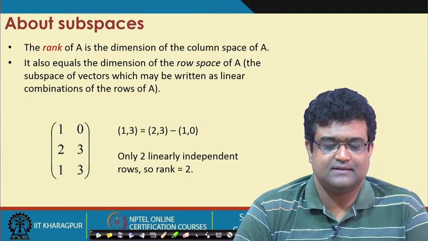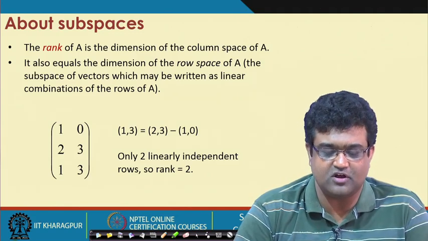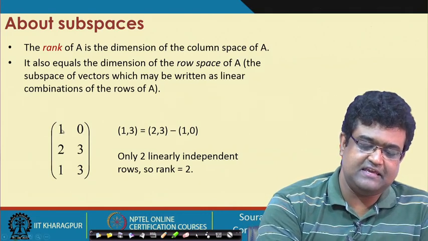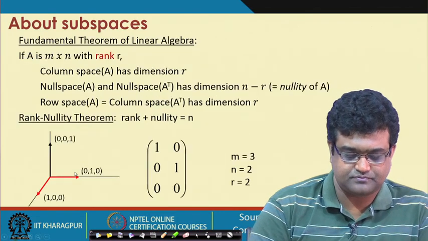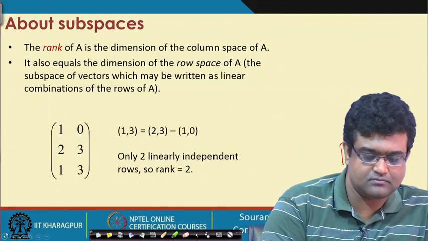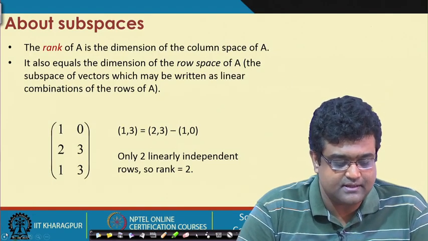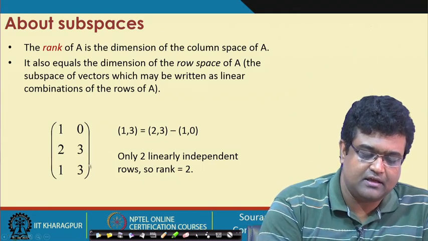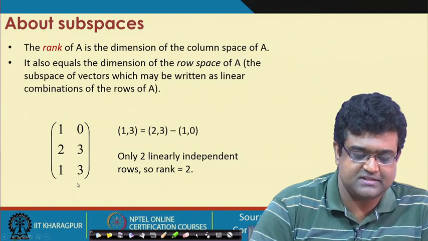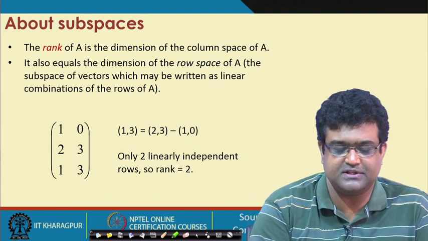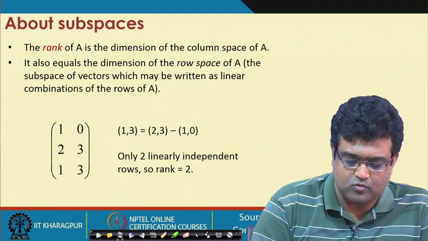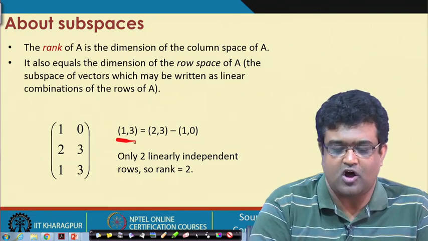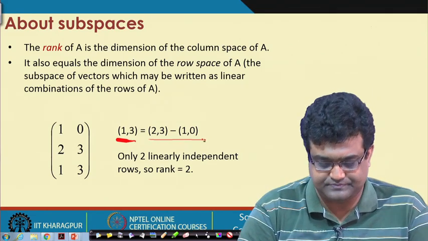You may note that this is also equal to the dimension of the row space. So, for example, in this case, even though there are 3 rows, you can check that one of the rows can be generated by a linear combination of the other 2 rows. For example, 1 and 3 can be generated as a linear combination of 2 and 3 in this manner.